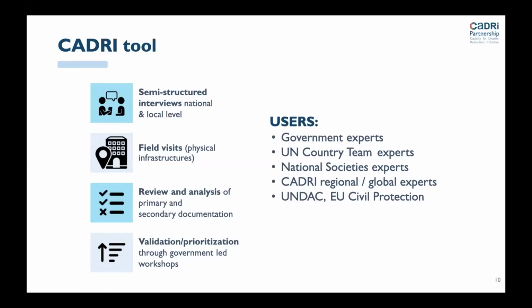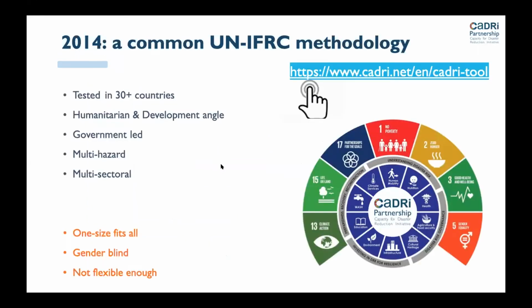So the users in this process, as we call them, are basically all the actors that participate in this process: the government experts, the UN country team experts, the national society experts. And of course, we also have CADRI regional experts and members from the European Civil Protection, UNDAC, IFRC. Actors actively involved in the area of disaster reduction and disaster risk management participate in this process, and the composition of these teams depends a little bit on the request from the government. The methodology, as Jenny explained, has been tested in different regions in now more than 30 countries and plus. We are integrating the humanitarian development angle.